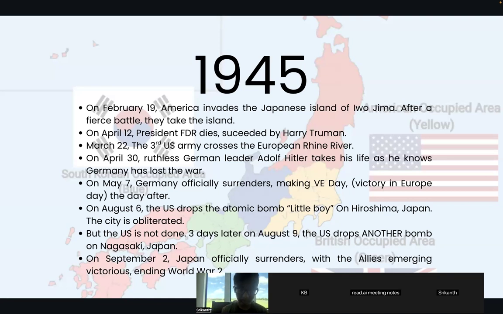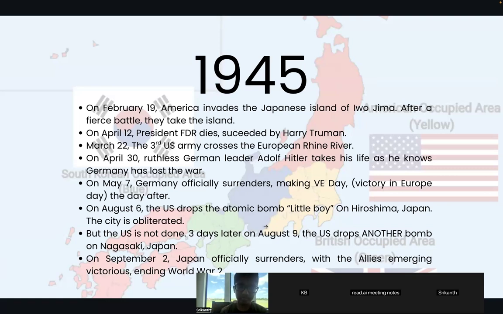On August 6th, Japan is still not done. Italy's gone, Germany's gone, but we still have Japan left to go. So on August 6th, the US drops the atomic bomb called Little Boy on Hiroshima, Japan. This is atomic. There were so many casualties. The city is completely obliterated.